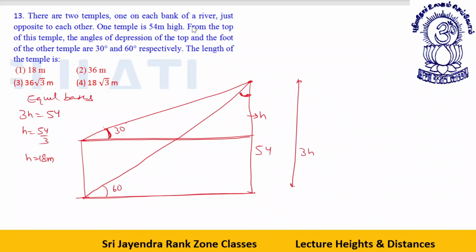One temple is 54 meter high. From the top of this temple, the angle of depression of the top and bottom of the temple is this. The length of the river will be 18 root 3. This common thing is what? h root 3. So x is equal to h root 3, or x is equal to 18 root 3. You can have a look.